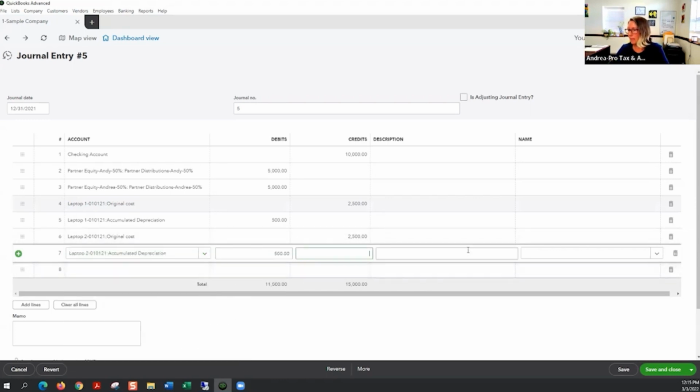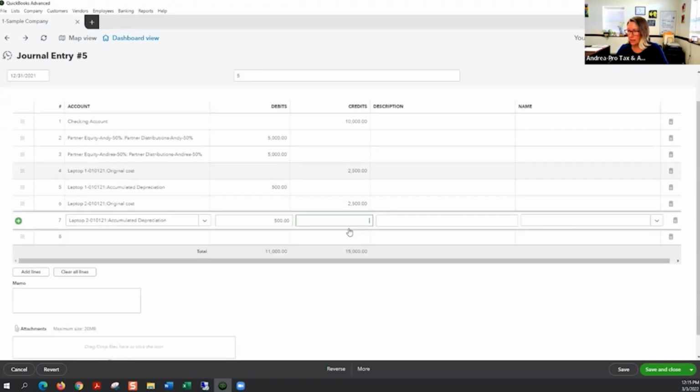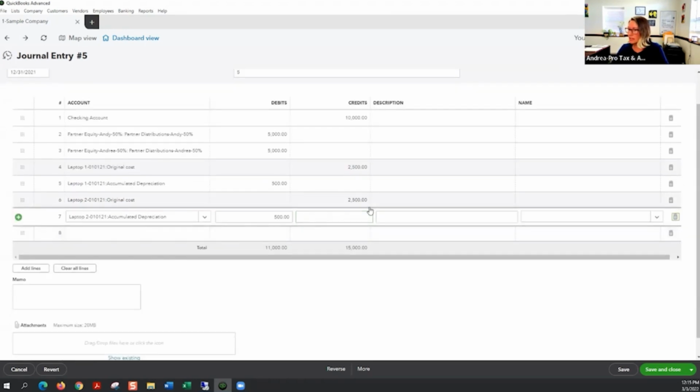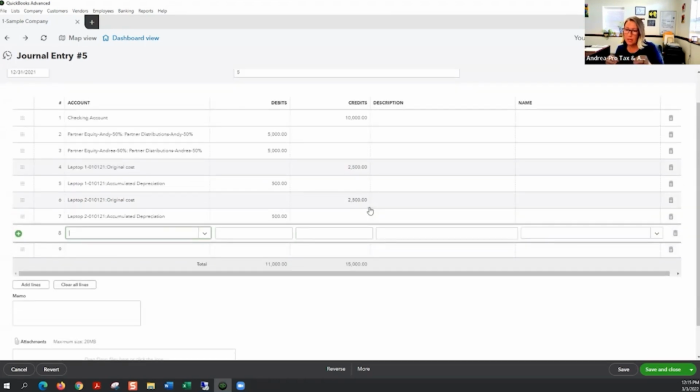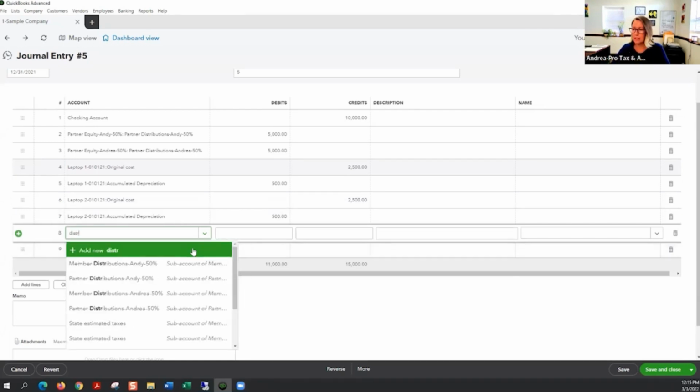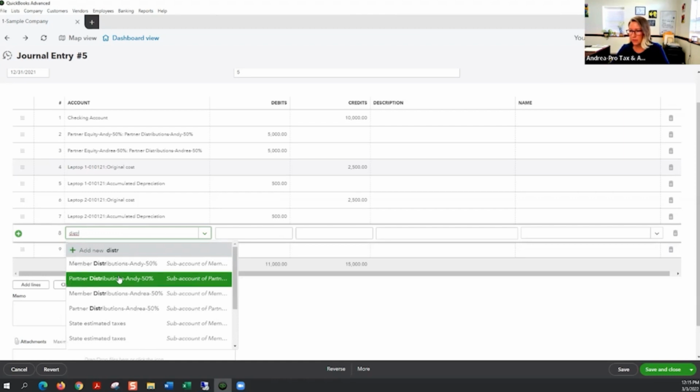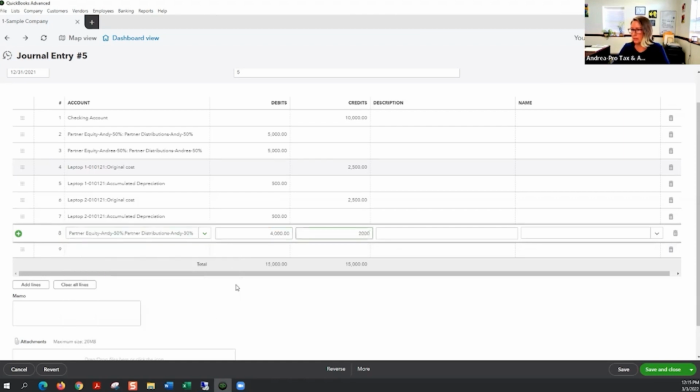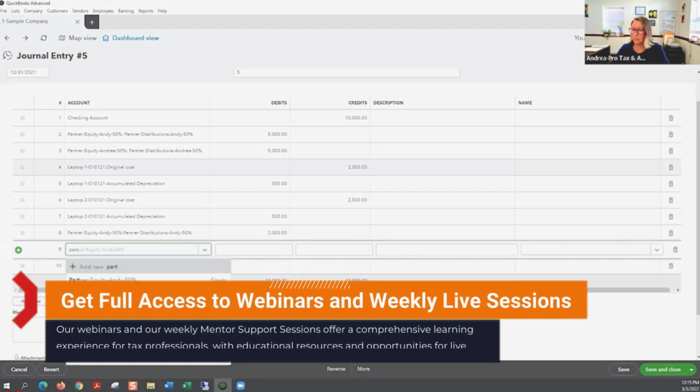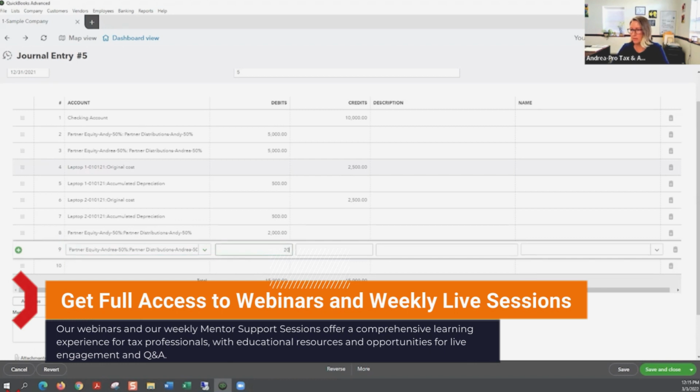Okay. I'm going to stop here. Well, I can't stop here because we're not done with the journal entry. So what is the other side, right? Each laptop has a book value of $2,000 now. So we're going to distribute that to each partner: distribution to Andy for $2,000. And then we're going to distribute my laptop to me for its book value of $2,000.